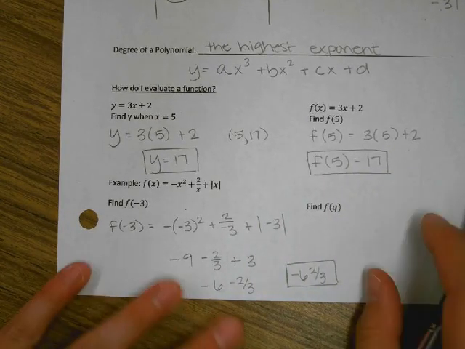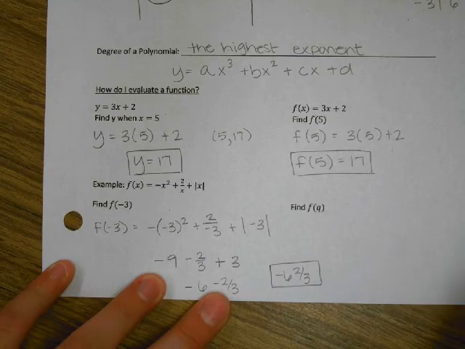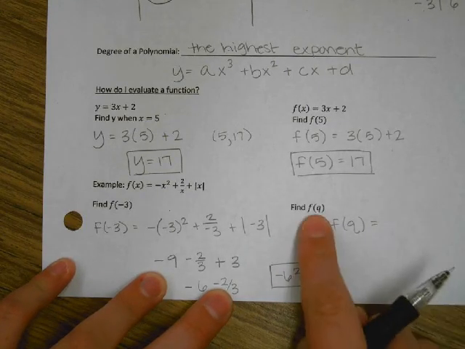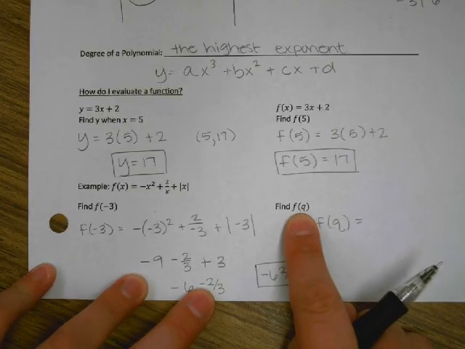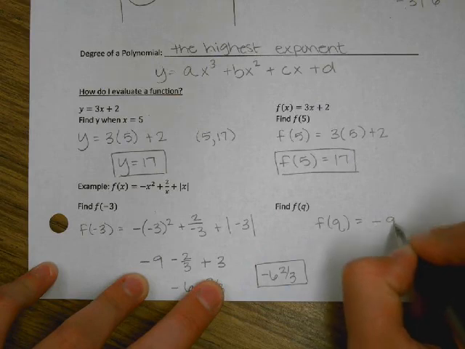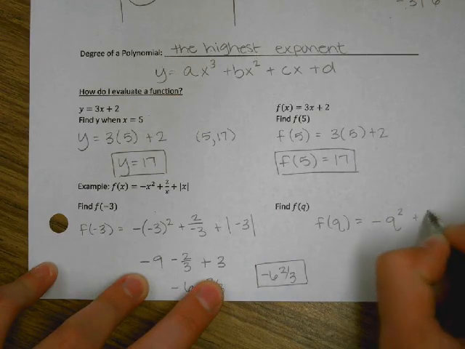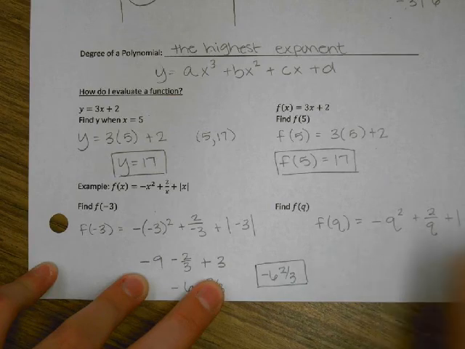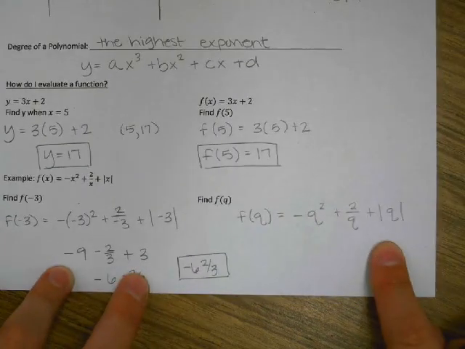All right, and then over here it says f of q. I know that q is what x is being evaluated for. That means anywhere I see an x in the problem, I'm just going to replace it with a q. And since I don't know what q equals, that means that I'm done.